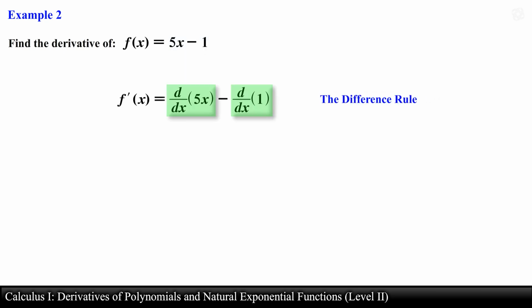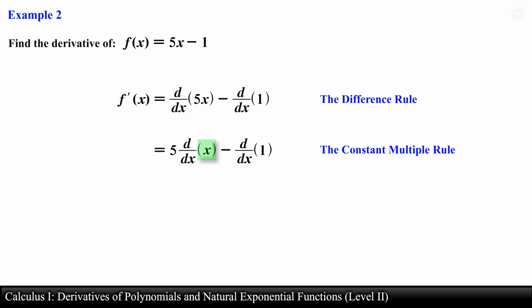Alright, let's try the next example. Find the derivative of f of x equals 5x minus 1. Here we have a difference of two functions. This means that we need to apply the difference rule and take the derivative of each function individually. The first function contains the constant 5 and a power function of degree 1. So the derivative of this function will be equal to 5 after applying the constant multiple rule and power rule.